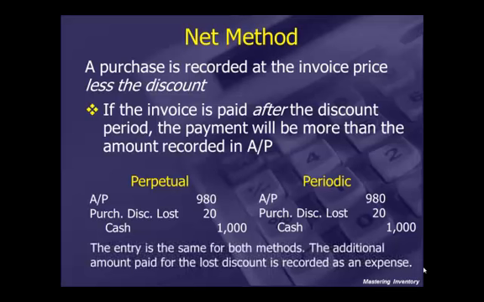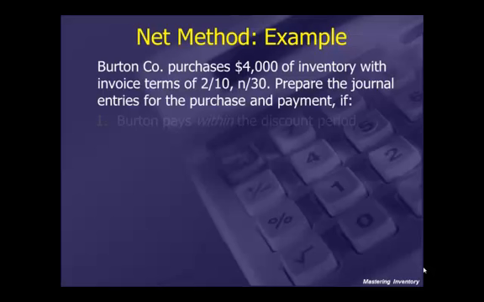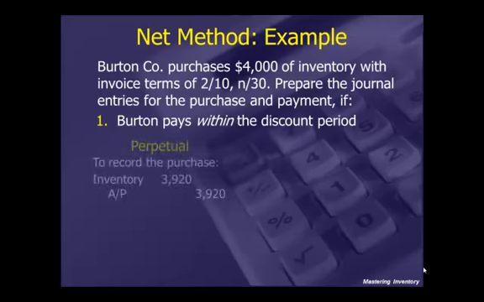The periodic method, it is the same. Now, here's an example. We have Burton Company purchases $4,000 of inventory with invoice terms of 2/10, net 30. We're to prepare the journal entries for the purchase and payment. First of all, we'll show it as if Burton pays within the discount period.